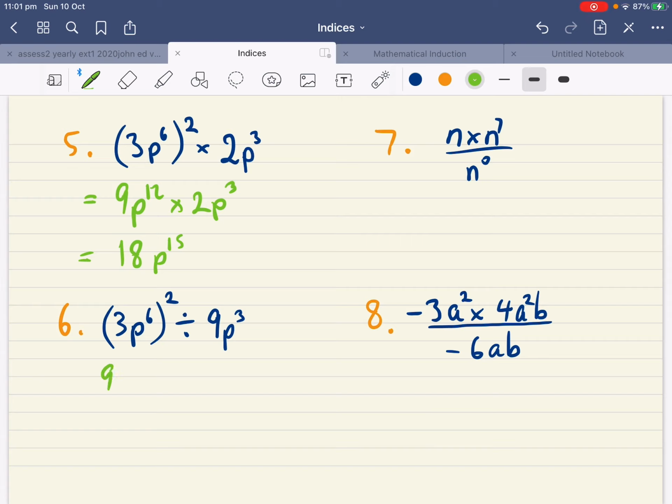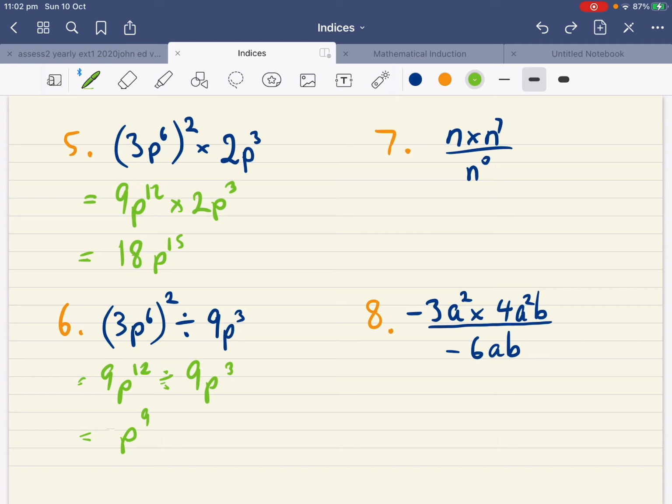3 squared is 9, p to the 12. This time, though, I'm getting you to divide by 9p cubed. 9 divided by 9 is 1, which I'm not even going to bother writing, right? You can, you don't have to. And you're stuck with p to the 12 divided by p to the 3. Keep the base the same. Take away the powers. Again, if you had the 1 there, it's still correct. It's just not necessary.